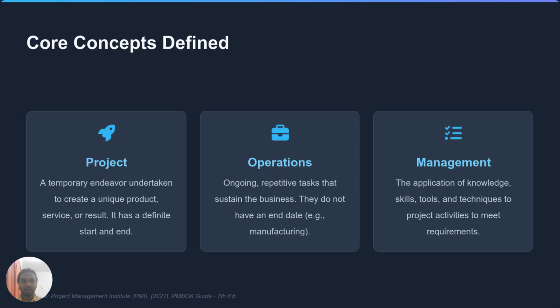First, let's clarify what we are managing. A project is defined as a temporary endeavor with a definite start and end, created to deliver a unique product or result. This is distinct from operations, which are the ongoing repetitive tasks that sustain a business. Project management, therefore, is the application of knowledge and tools to meet these project requirements.